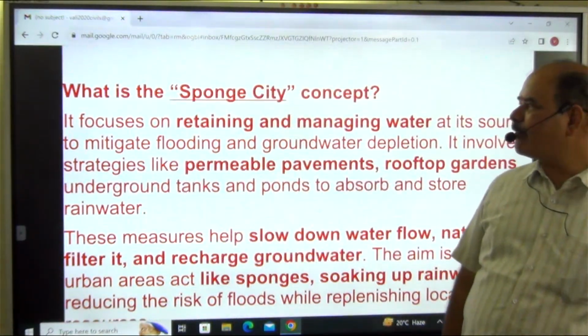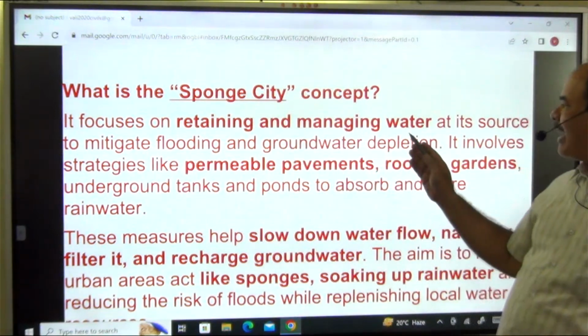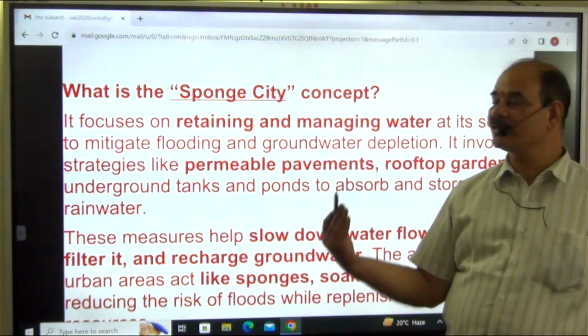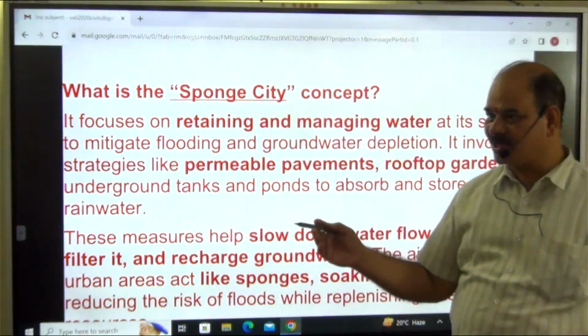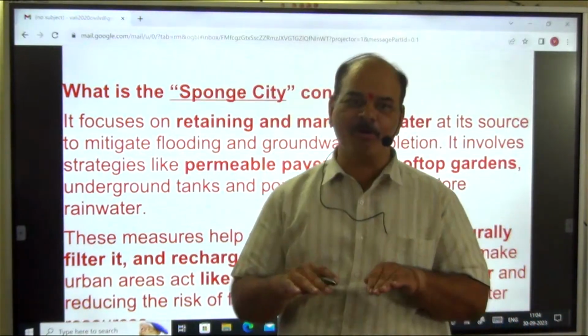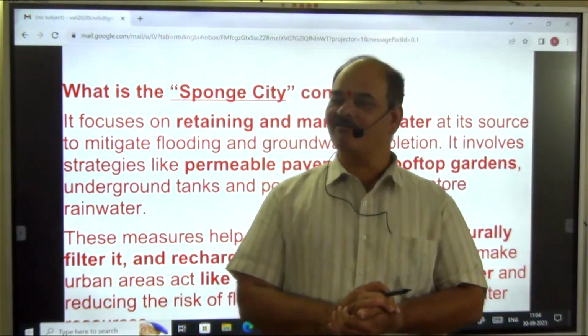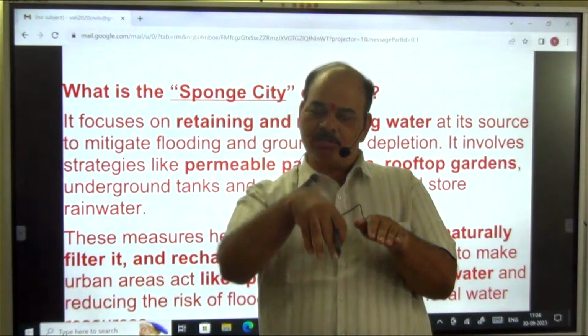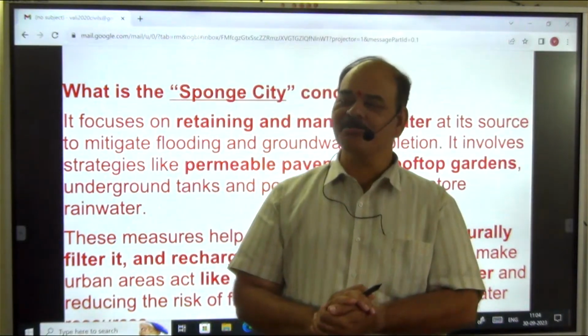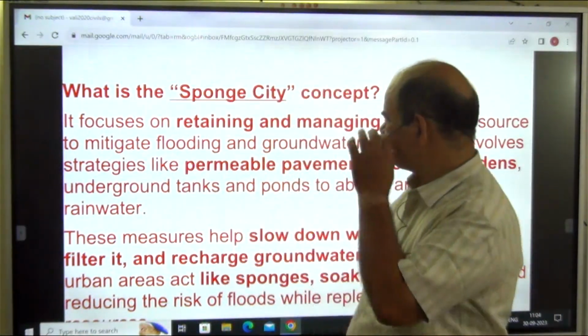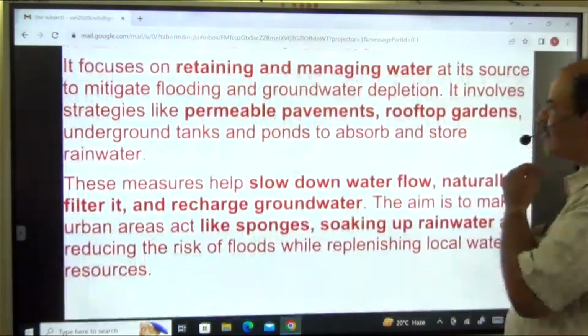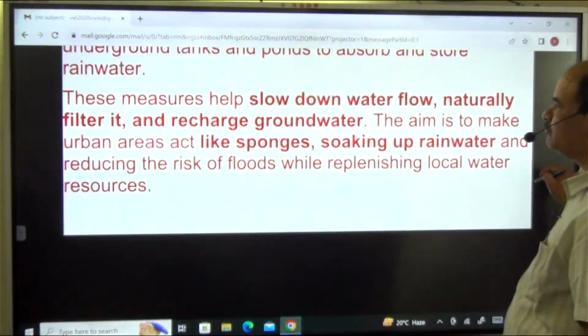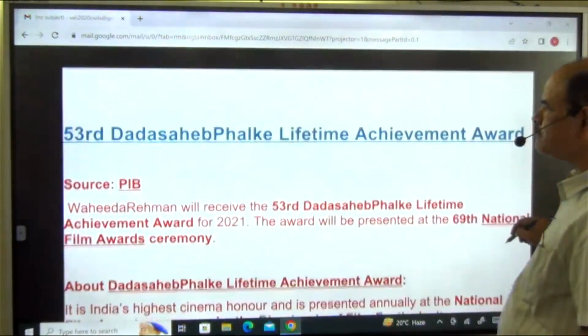What is sponge city? Retaining and managing water, and permeable pavements. Now the concrete jungles and concrete pavements cannot percolate the water. Water should enter into the subsurface. That is the meaning of permeable pavements. And rooftop gardens, which I have discussed now.